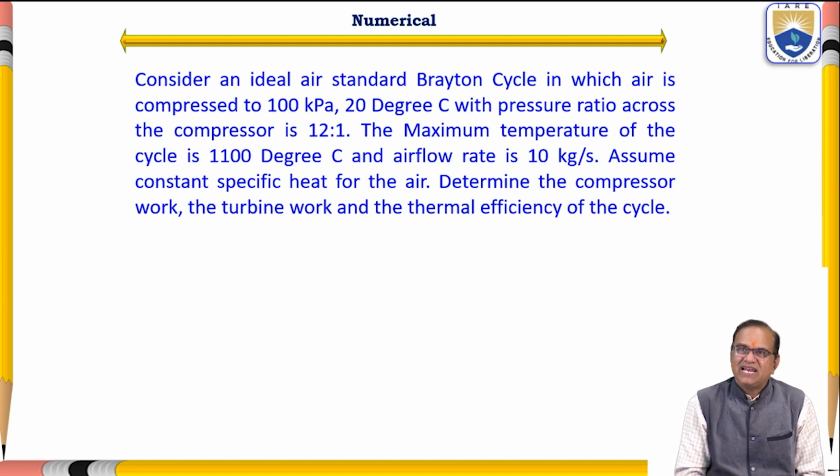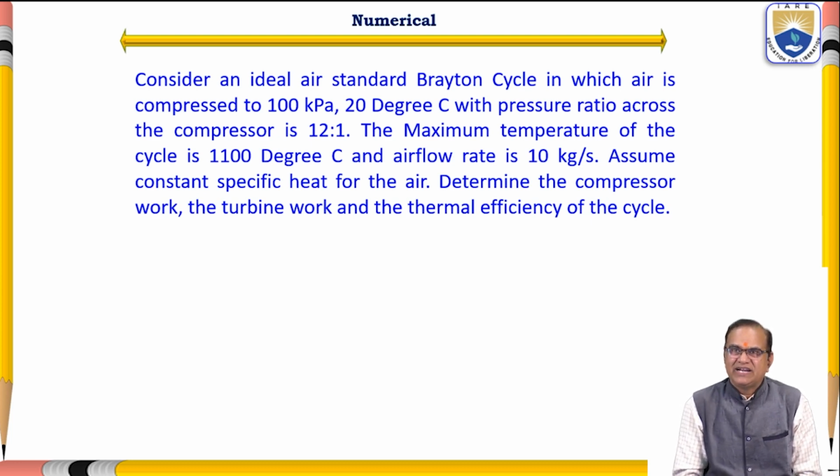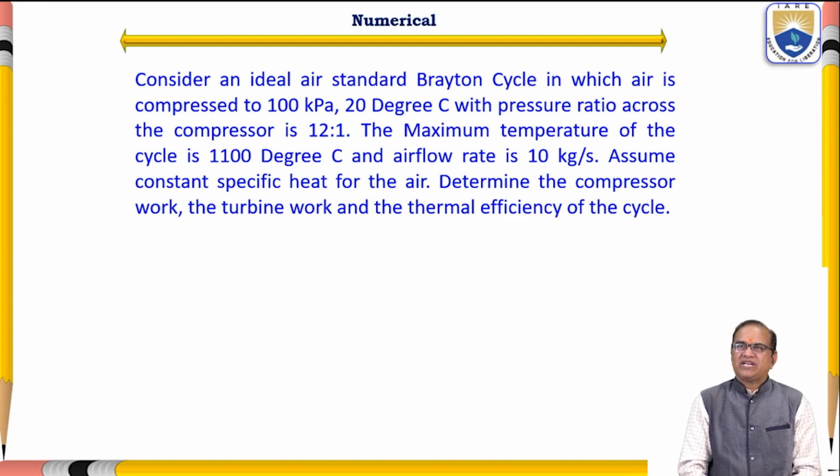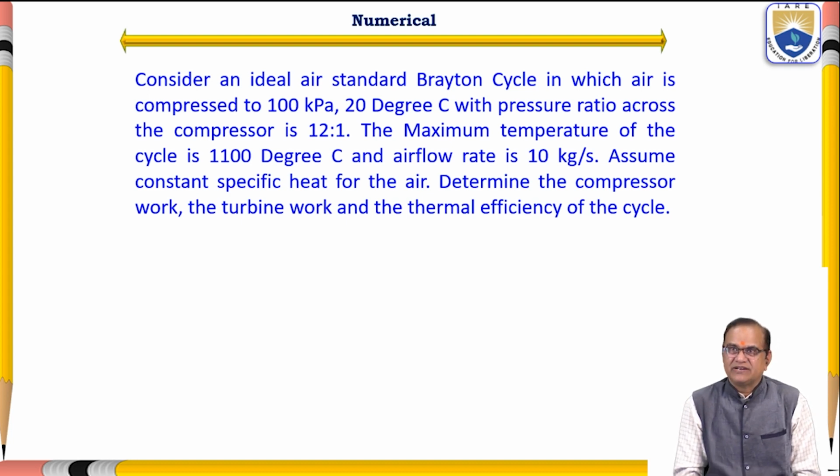Consider an ideal air standard Brayton cycle in which air is compressed from 100 kilopascal, 20 degrees centigrade, with a pressure ratio across the compressor of 12:1. The maximum temperature of the cycle is 1100 degrees centigrade and the air flow rate is 10 kg per second.